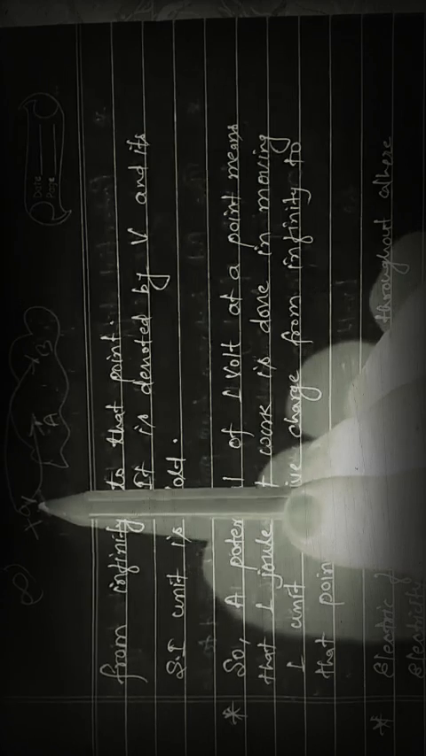Suppose you need to bring this positive charge, plus Q, from point A to B, then you need to do some work. That work done is called potential difference. So potential difference is equal to work done by quantity of charge moved. If W work has to be done to move Q charge from one point to the other point, then a potential difference V is present between the 2 points.